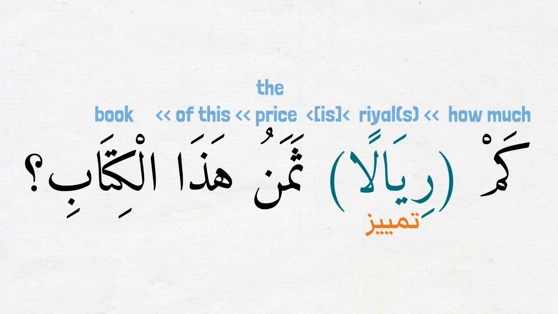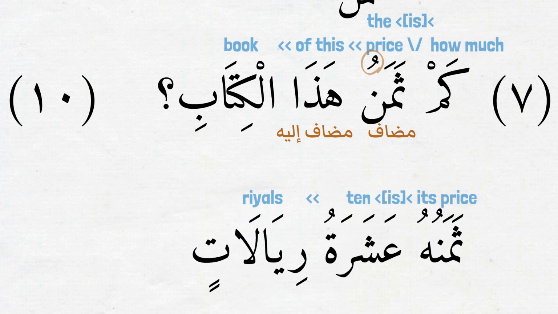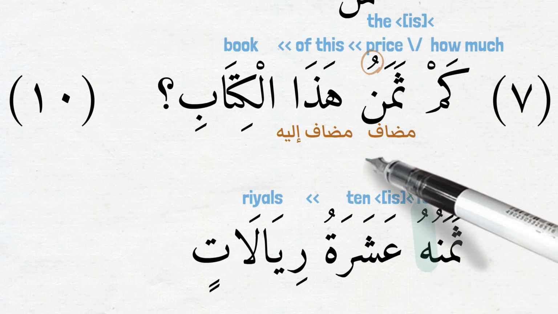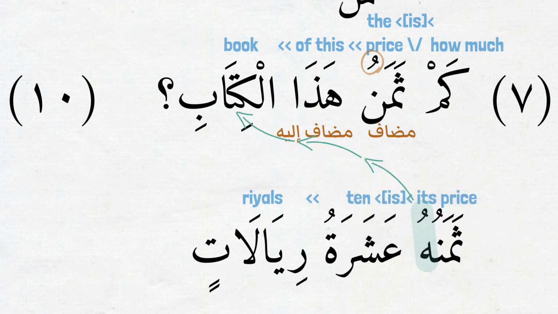How much riyals is the price of this book? But it is shortened to be كم ثمن هذا الكتاب, to mean how much does this book cost? In response to it, how can we say its price is 10 riyals in Arabic? We can say ثمنه 10 ريالات. So here, ضمير متصل هو in ثمنه is referring to الكتاب. So instead of ثمن هذا الكتاب, we are saying ثمنه.